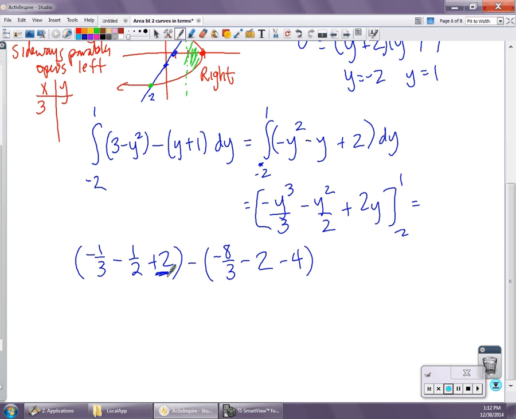I have a positive 2 plus 2 is 4 plus 4 is 8. Okay, so I've taken care of the 2, and the negative 2, and the negative 4, and I got a positive 8. I have a negative 1/3 plus 8/3 makes 9/3, which is 3.